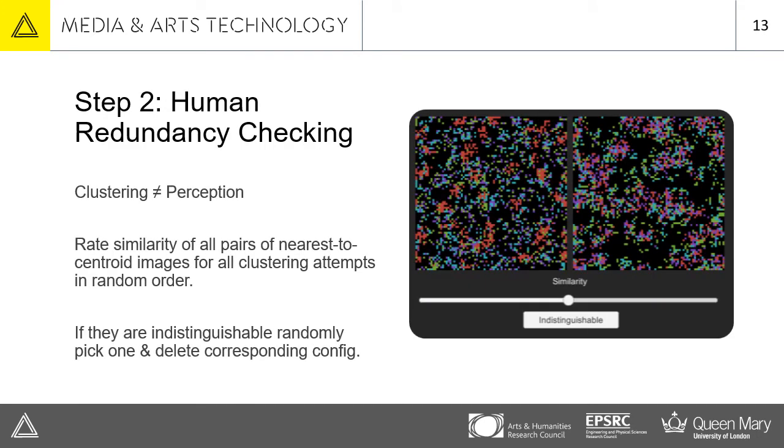Whilst clustering may be an appropriate way of removing redundant parameter configurations, it is unlikely to match a human perception of redundancy. As a result, step 2 of the procedure involves manually rating the similarity of pairs of nearest to centroid images for all clustering attempts. The user, in this case me, is presented with these pairs of images in random order and can rate their similarity on a scale of 0 to 1 using a slider. This tool is depicted on the right. If any 2 images are indistinguishable, a button can be pressed at which point one image is randomly chosen and its corresponding parameter configuration is eliminated.